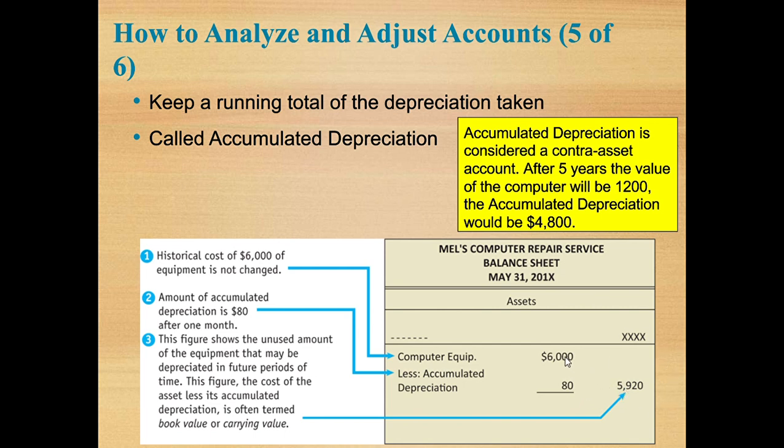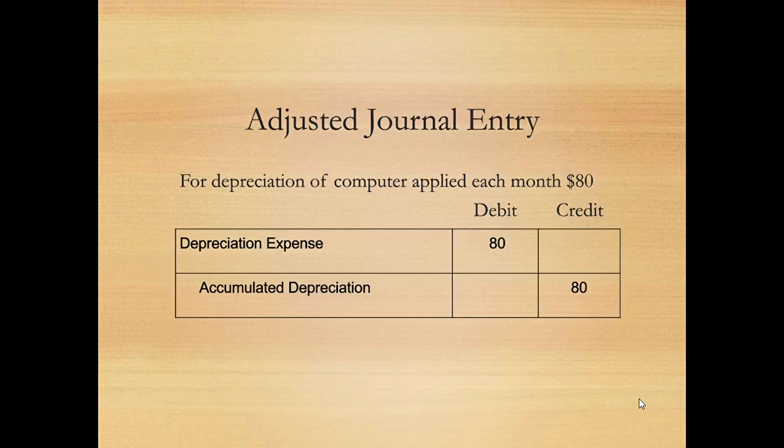Hopefully it does. So after the first month, this $6,000 computer I am now showing is valued at $5,920. And then this is what the journal entry would look like. After the first month, and every month, I would put in this journal entry. I debit depreciation expense $80, and I would credit accumulated depreciation $80.